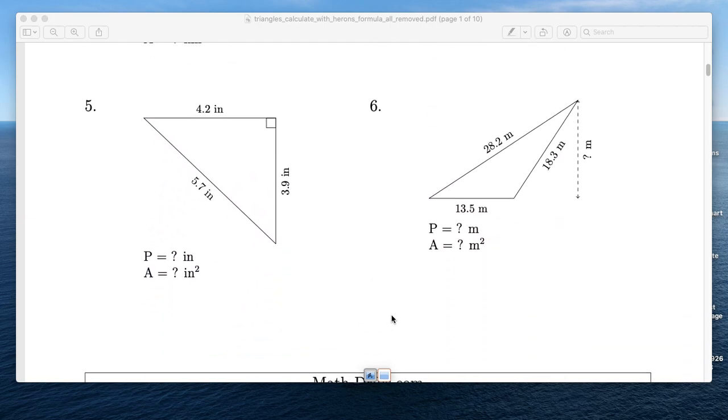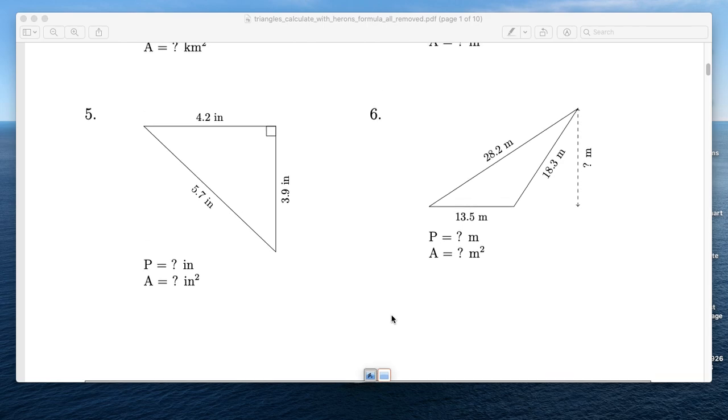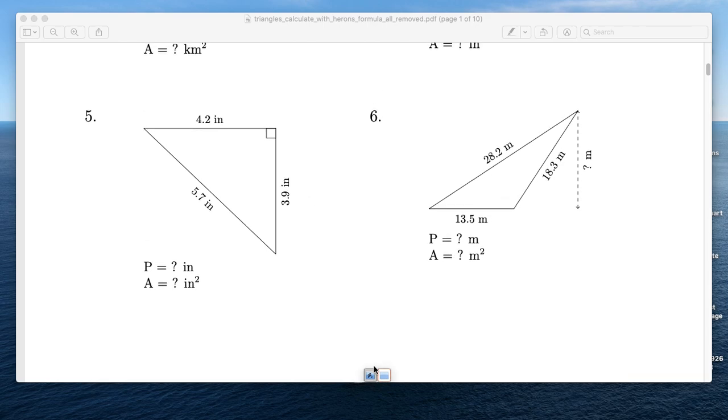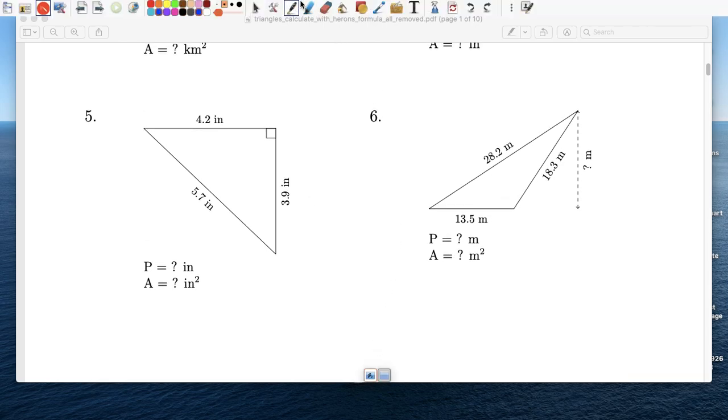So number 5, thank God, we already have the height, so we don't have to do that. So the perimeter, 4.2 plus 3.9 plus 5.7, enter. So the perimeter is 13.8, right? So the semi-perimeter, we're going to divide that by 2, is 6.9. Right, so the semi-perimeter is 6.9, and I need that, right? And we already know we need that, so let me start here.